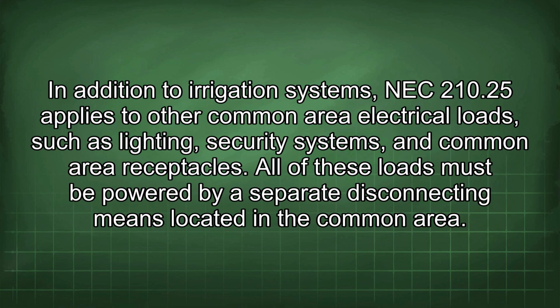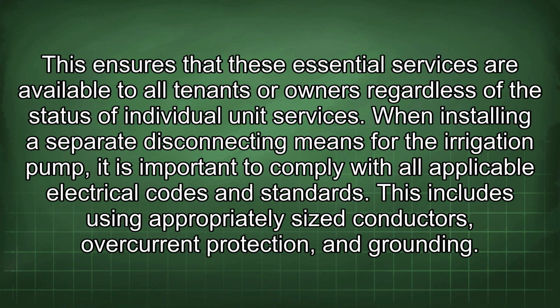In addition to irrigation systems, NEC 210.25 applies to other common area electrical loads such as lighting, security systems, and common area receptacles. All of these loads must be powered by a separate disconnecting means located in the common area. This ensures that these essential services are available to all tenants or owners regardless of the status of individual unit services.